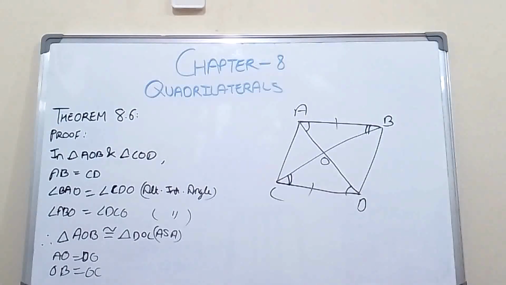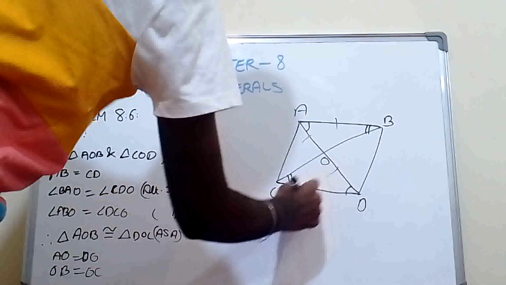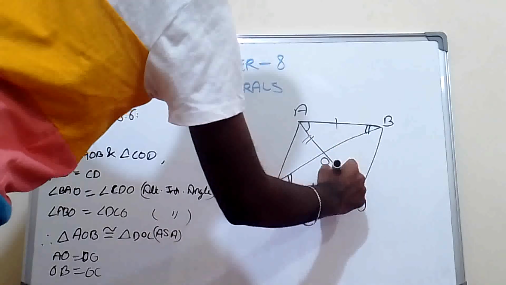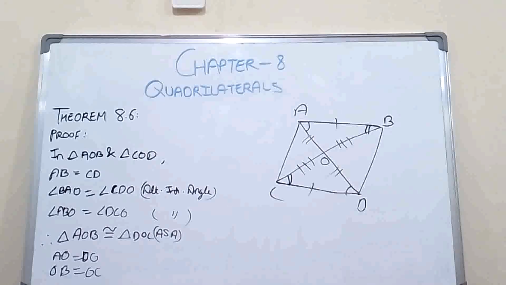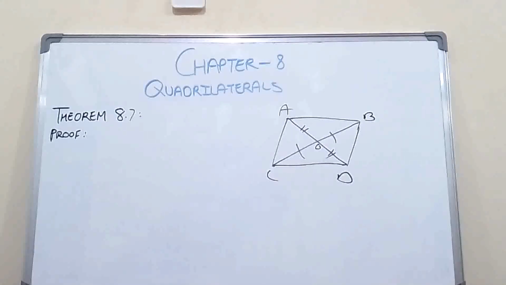So we have proved that these two are equal and these two are also equal. So we have proved that the diagonals are bisecting each other. Theorem 8.7 states that if the diagonals of a quadrilateral bisect each other, then it's a parallelogram.